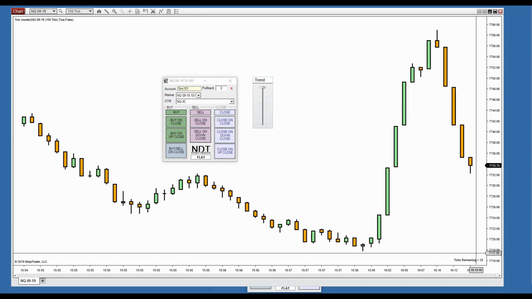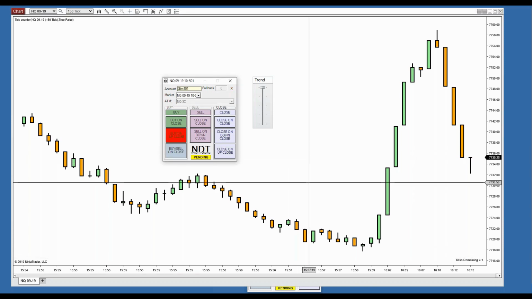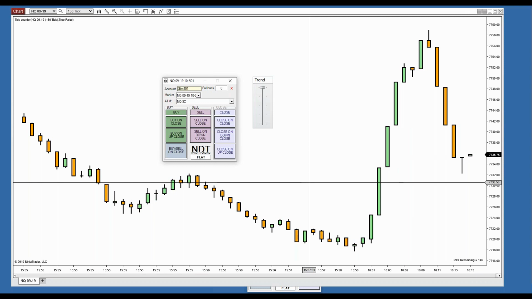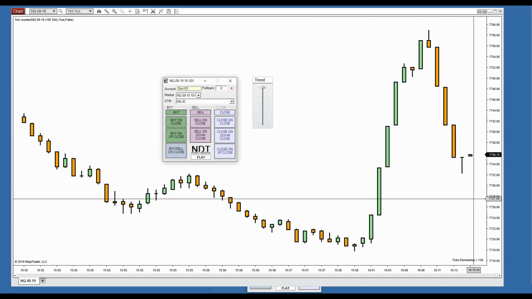I can change the strategy. You're going to have it preset. In the middle of your trading, you're not going to move from ticks to time. But what we're going to do is buy an up close. Now it's going to hit the next candle. Let's wait till it counts down.